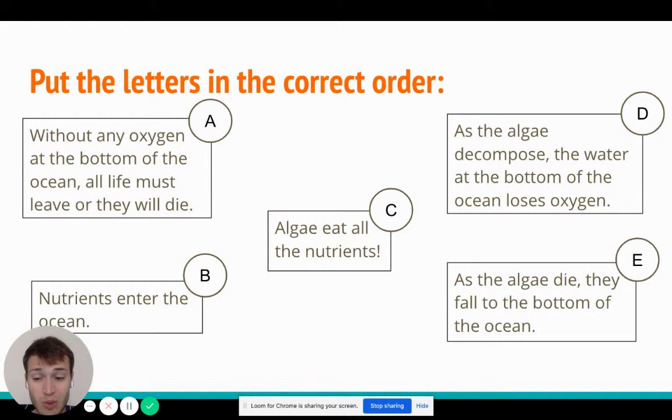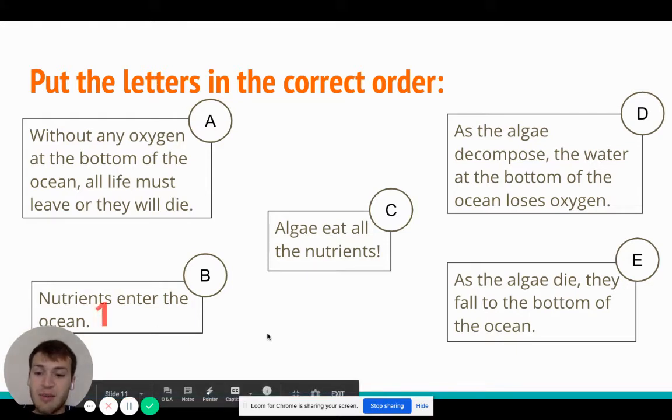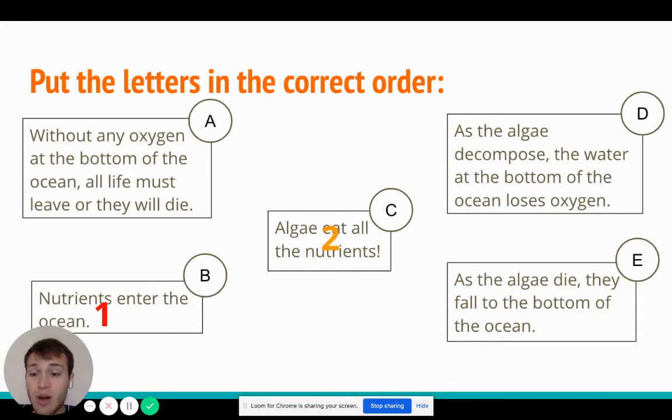And so I hope you just put these in order because here are the answers. So first, nutrients enter the ocean. Second, algae eat all the nutrients. So algae appear, they bloom, and then they eat all the nutrients. Third, as the algae die, they fall to the bottom of the ocean. 4, as the algae decompose, the water at the bottom of the ocean loses oxygen. And 5, without any oxygen at the bottom of the ocean, all life must leave or they will die. Awesome.